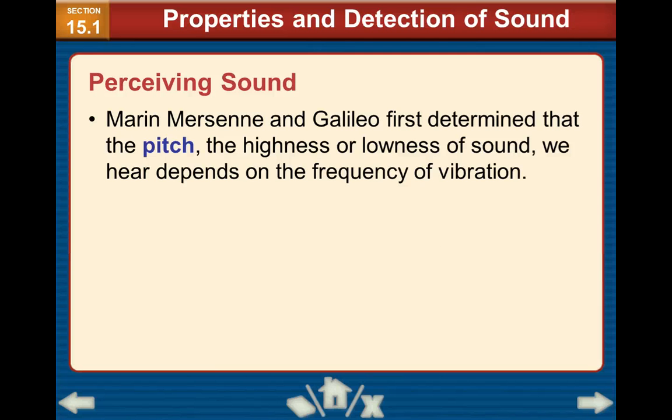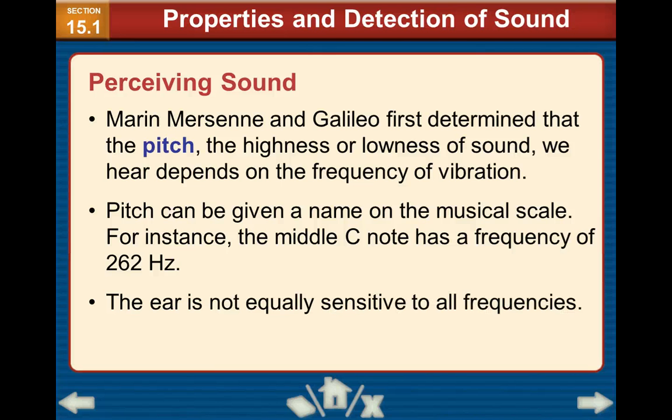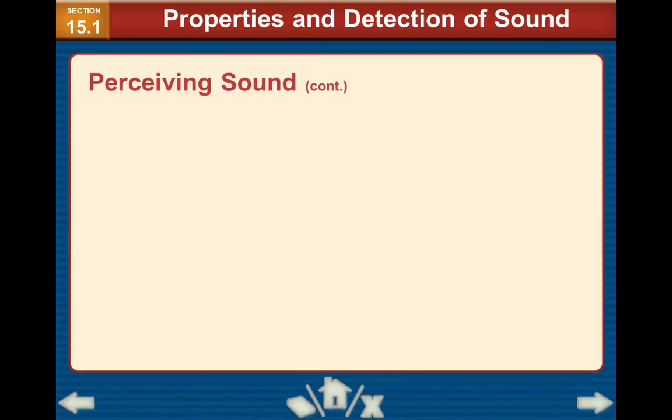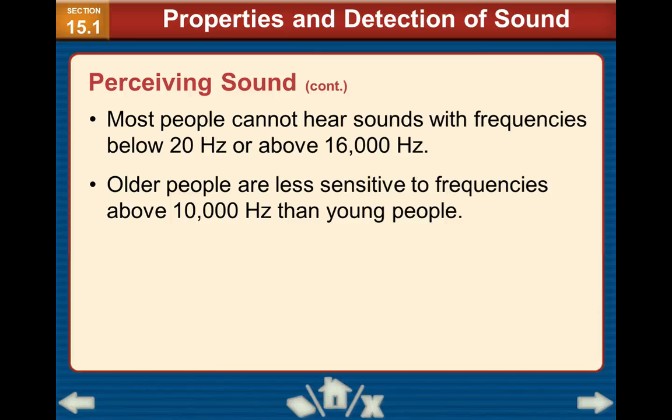Mersenne and Galileo first determined that the pitch, basically the highness or the lowness of the sound, depends on the frequency of the vibration. For instance, a middle C vibrates at 262 cycles per second, or 262 hertz. The ear is not equally sensitive over all frequencies. The lowest tone we can hear is around 20 hertz. The highest tone is somewhere around 16,000 hertz.